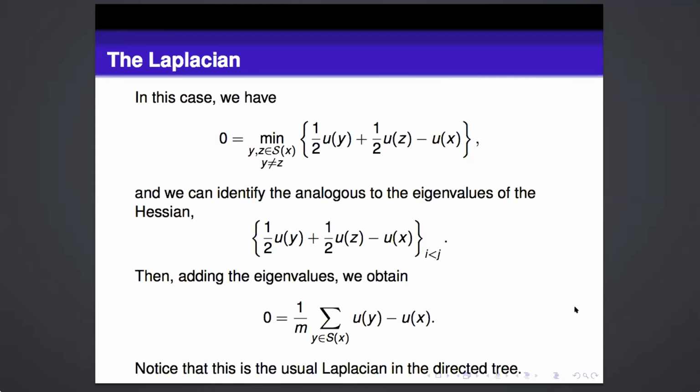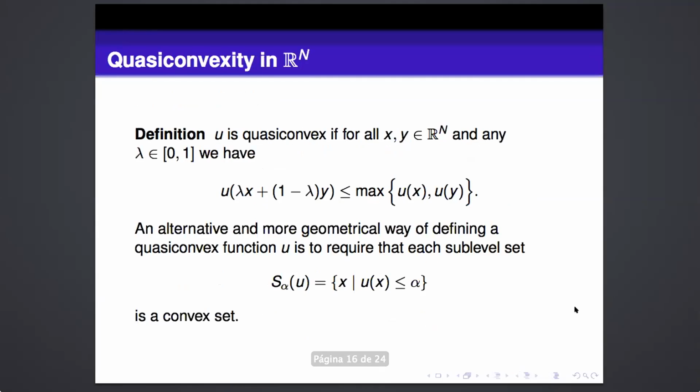Okay, this is the convex envelope of a function. Now I'm going to switch to a quasi-convex envelope. In Rn, in the Euclidean setting, what is a quasi-convex function? A quasi-convex function is a sort of convexity, but it's not convex in general. It's a function u such that u inside the segment that joins x and y is less or equal than the maximum of the two endpoints.